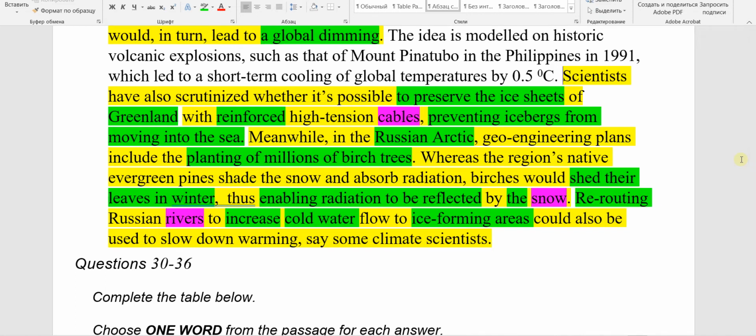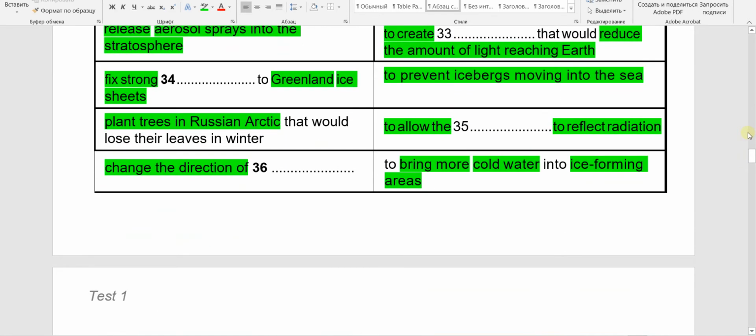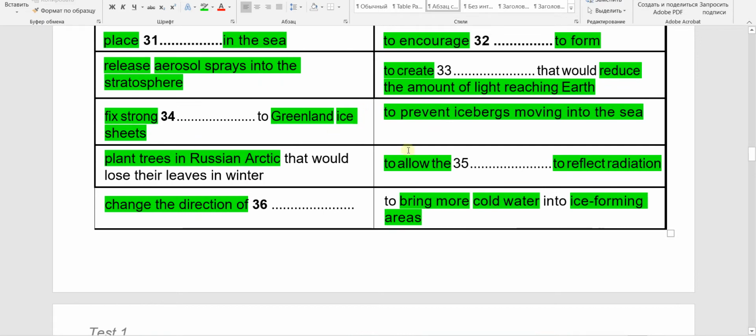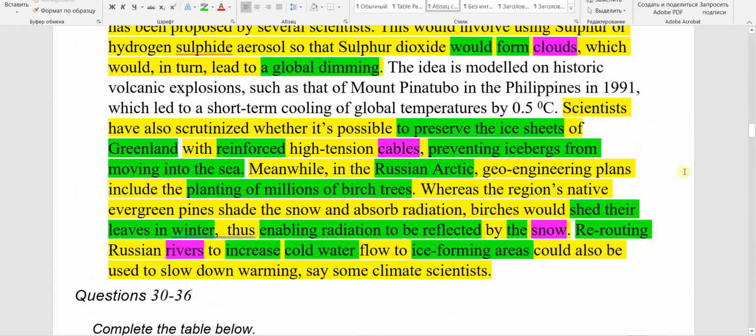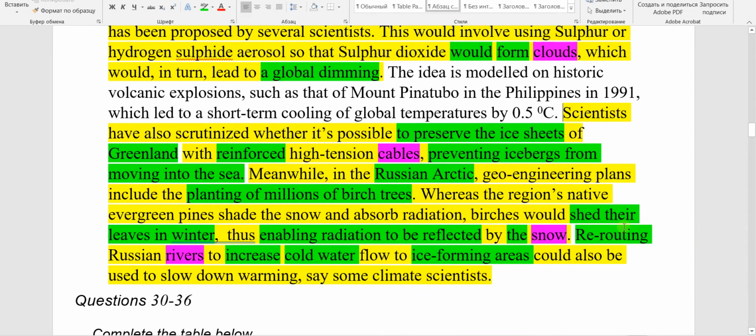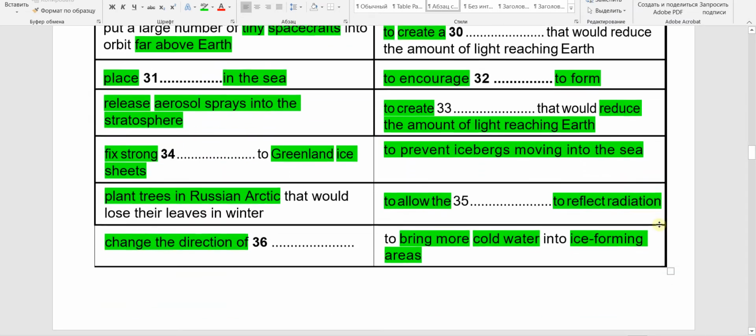Scientists have also scrutinized whether it is possible to preserve the ice sheets of Greenland with reinforced high-tension cables, preventing icebergs from moving into the sea. So here it is. I have already colored your synonyms in green. Preserve the ice sheets. Here it is. Ice sheets. Greenland, as you have seen, cables is our correct word.